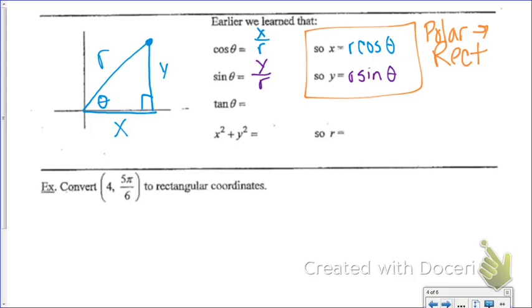All right, the next one on here is tangent. So my tangent function is opposite over adjacent, which is y over x. Then I have x squared plus y squared. And if you look at our picture on the Pythagorean theorem, x squared plus y squared is r squared, which means r just by itself is the square root of x squared plus y squared.